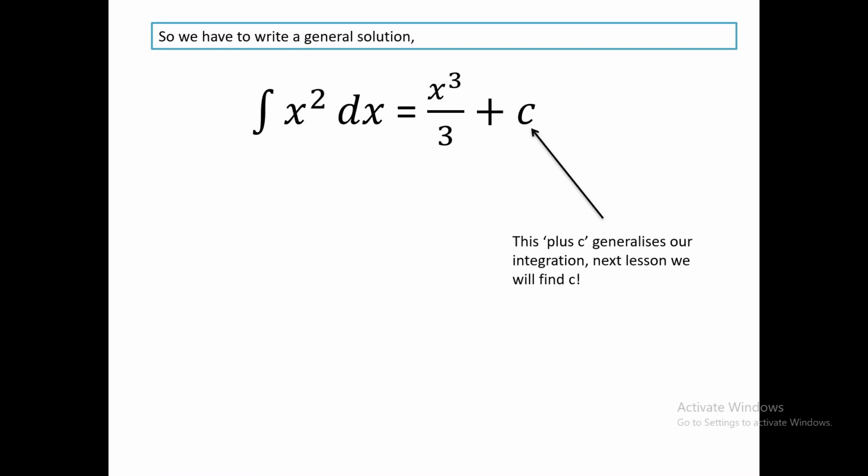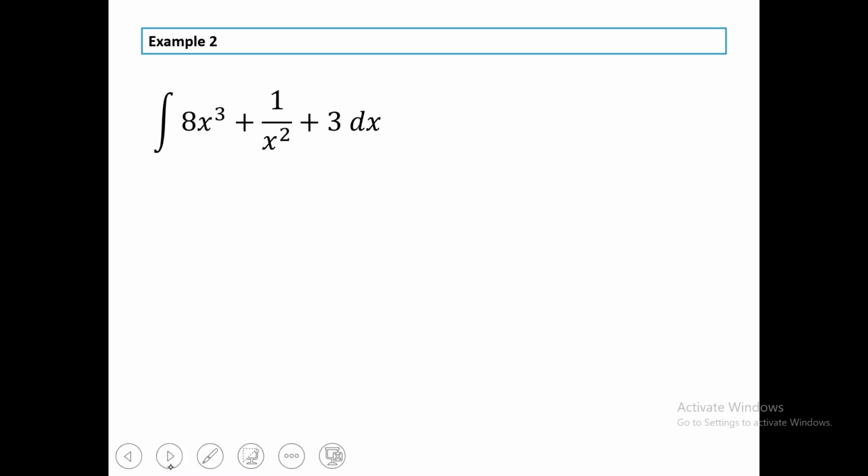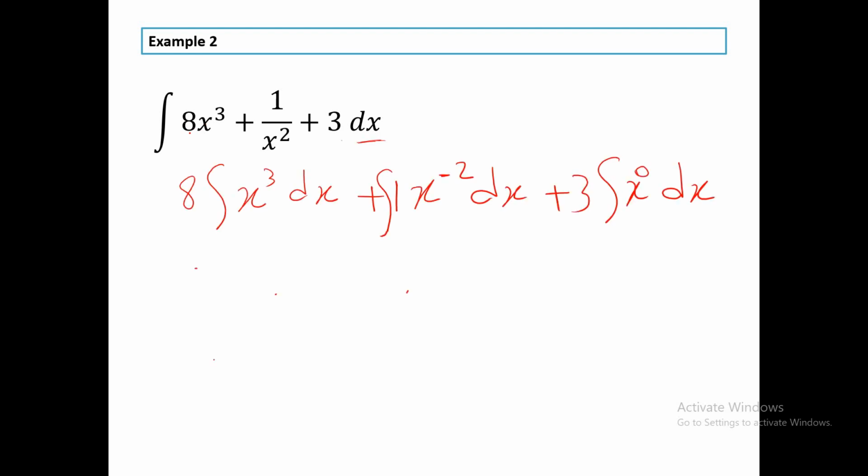Next one, I have another example. Integrate 8x power 3 plus 1 over x power 2 plus 3 with respect to x. Since we have a coefficient, I'm going to separate between the coefficient and the variable, the constant and the variable x power 3. And here, flip x power 2 to the numerator, x to the power negative 2. And here, it's 3. And what is the x? It's x power 0. 3 integrate x power 0.